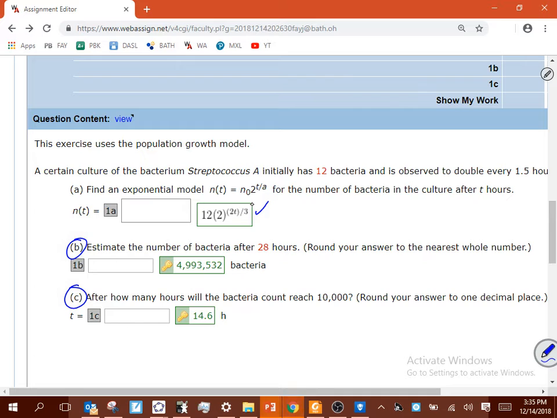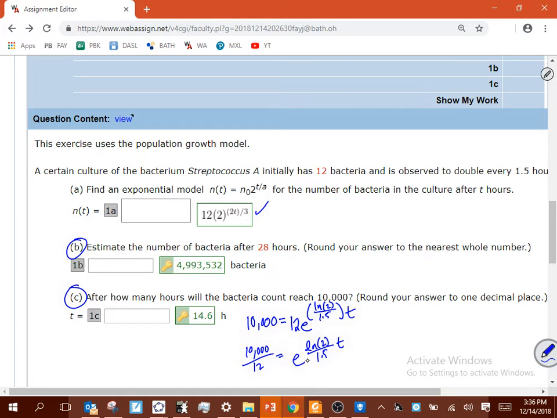If I were to do part C again, what we're looking at is reaching 10,000, that would be my N of T. N sub-zero would have been 12. That was my initial amount. We had E. My R value that I found was ln of 2 over 1.5, and we're solving for T here, the number of hours. So I'm going to divide both sides by 12, so I get 10,000 over 12 is equal to E to the ln of 2 divided by 1.5 times T, and that's an exponent for E.